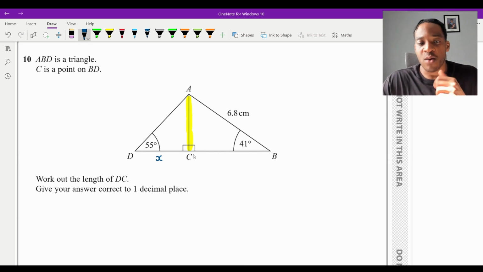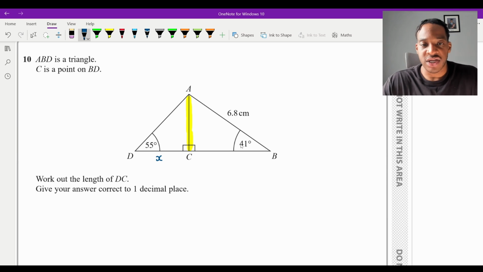Now, how can I work this out? Well, if I had one of the sides of this triangle, i.e. the one in yellow, then I could just use SOHCAHTOA with the x. But I don't. But I can do so with this triangle here because I've actually got a side and an angle. So we can use SOHCAHTOA here. So what I'm going to do is label this triangle first.